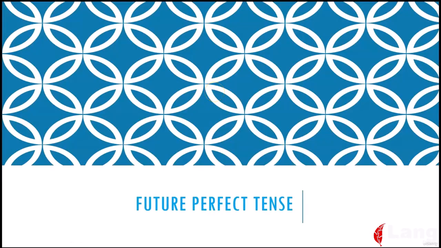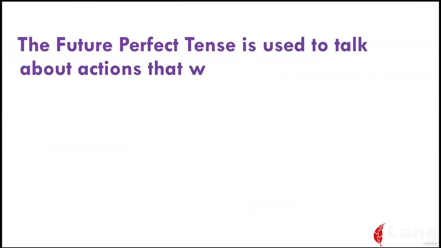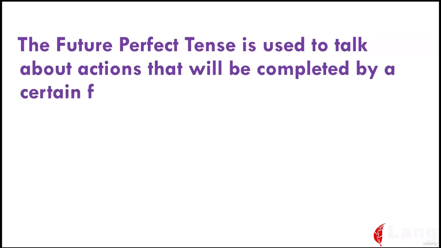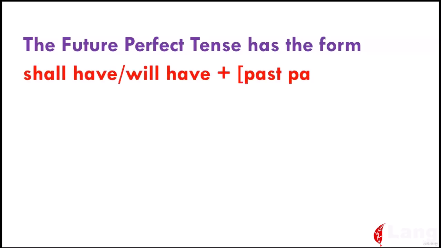In this lesson, we will discuss what is future perfect tense. The future perfect tense is used to talk about actions that will be completed by a certain time in future. The future perfect tense has the form shall have or will have plus past participle.